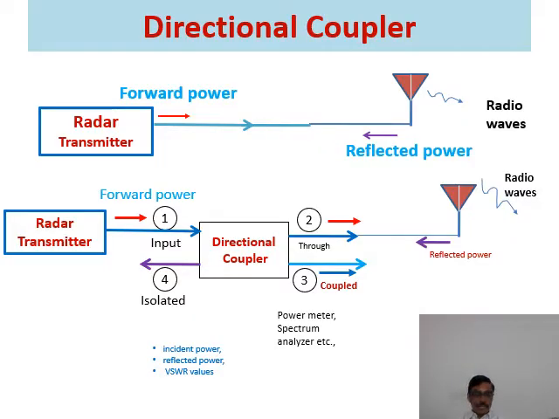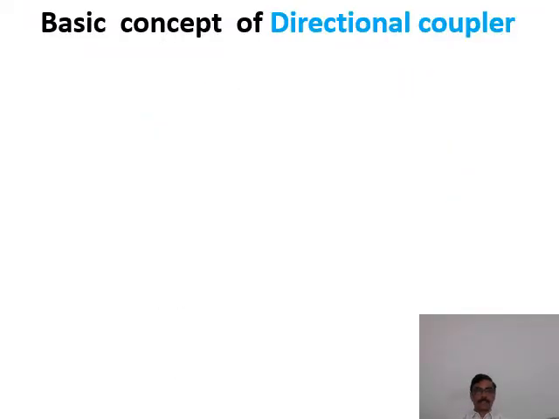The same procedure is carried out at the receiver end also, because the directional coupler is used on the receiver side also. For example, base station, transmitter side, receiver side, and mobile phone also we use the directional coupler. Now let us see the basic concept of directional coupler.